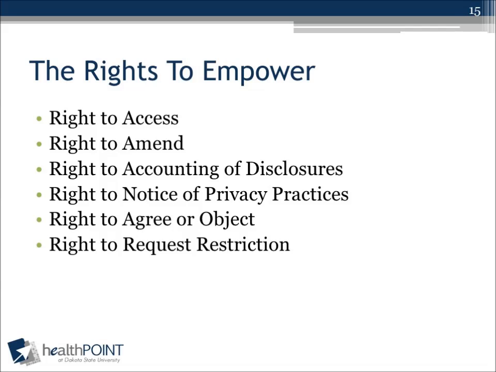Let's talk about the rights of the patient. In the privacy rule, rights were given to the patient to empower them, because one of the purposes was to give them greater control over access to their health information. So they have the right to access, the right to amend information, the right to an accounting of disclosures of their information, the notice of privacy practices of the healthcare provider or the covered entity, the right to agree or object to the information that is in the record, and the right to request a restriction. So these are the 6 rights that patients have that were part of HIPAA.